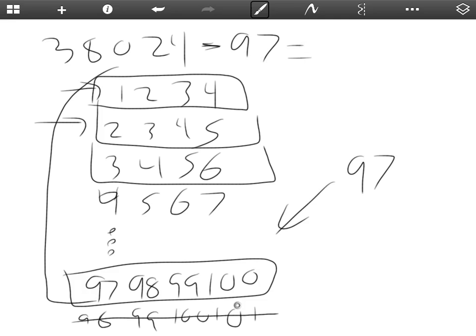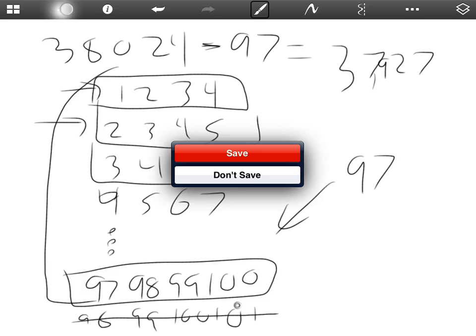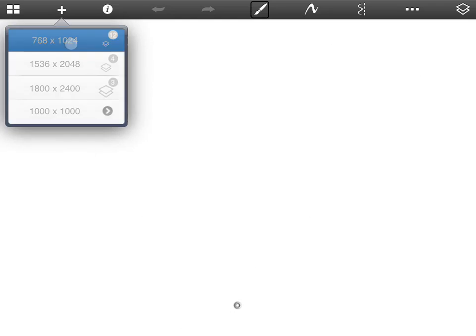Let's see what we get. Remember, the correct answer is 37,927. You can check that in the back, and that is what we get. So that's how you do this kind of problem. Let's go on to part B.